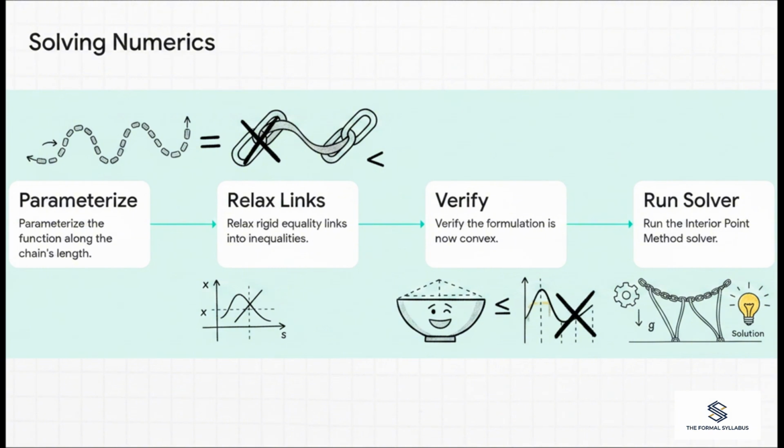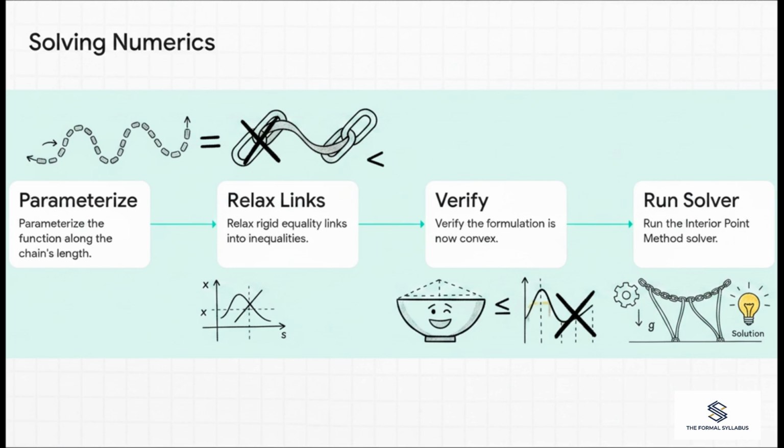Step 1. Abandon the x-axis and parameterize the function along the chain's length. Step 2, and honestly, this is the magic trick, relax the rigid equality of your link constraints. Instead of saying a link must equal a specific length, change it to a less than or equal to inequality. Step 3, verify convexity. And Step 4, run the solver. Because we are minimizing potential energy, gravity automatically pulls the chain taut anyway.